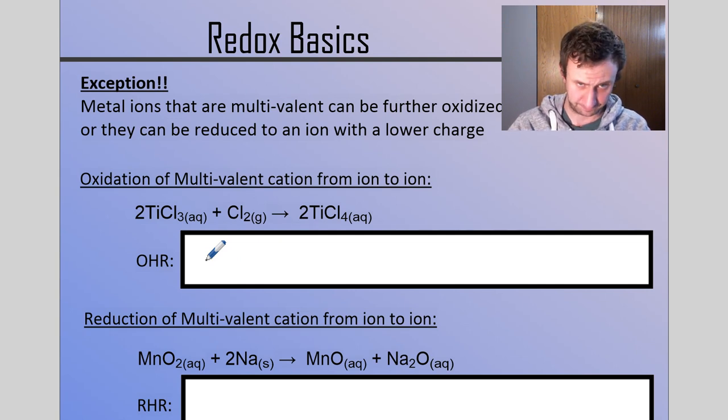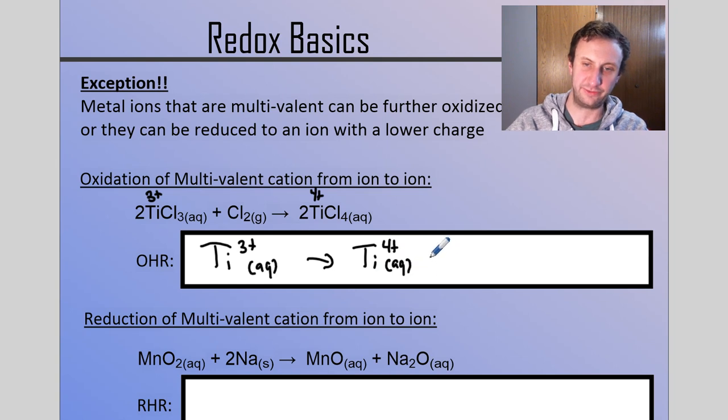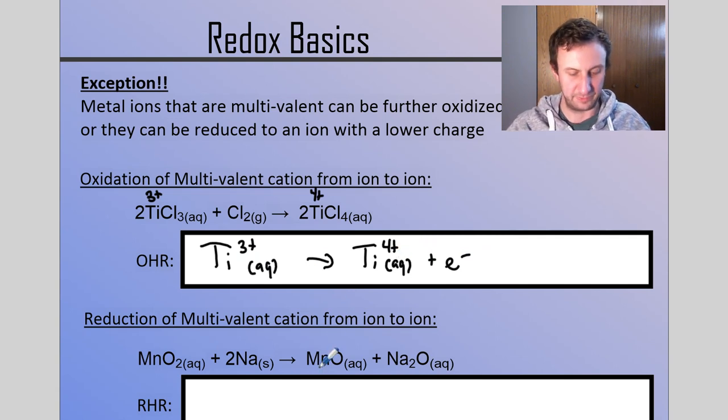All right, so oxidation of multivalent cation from ion to ion. If I take a look at this, this titanium is titanium 3 and it's going to titanium 4. So it's going from a 3 positive to a 4 positive charge. So if I were to write the oxidation half reaction, I would have Ti3+ aqueous reacts to form Ti4+ aqueous. I would add an electron to the more positive side, which is this one. So it oxidized from an ion to a more positive ion. So this is essentially still an oxidation, but it didn't end up going from an element to an ion. It went from an ion to a more positive ion.